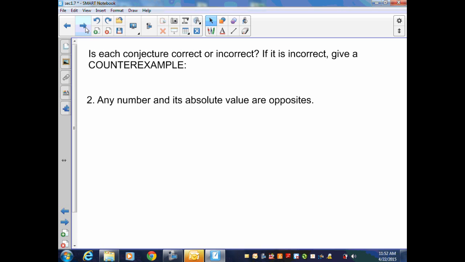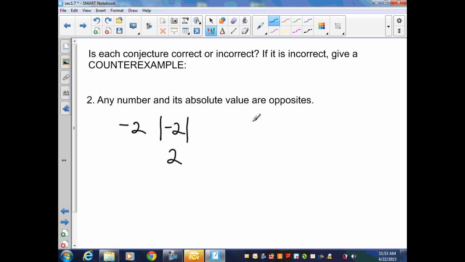Next, is each conjecture correct or incorrect? If it's incorrect, give a counterexample. Number 2, any number and its absolute value are opposites. Well, if I write a -2, any number, I selected -2, and its absolute value are opposites. Well, let's take the absolute value. Absolute value of a -2 is 2. Well, obviously, a -2 and 2 are opposites, so that proves that this is correct.